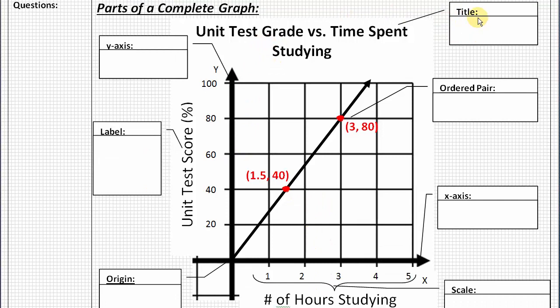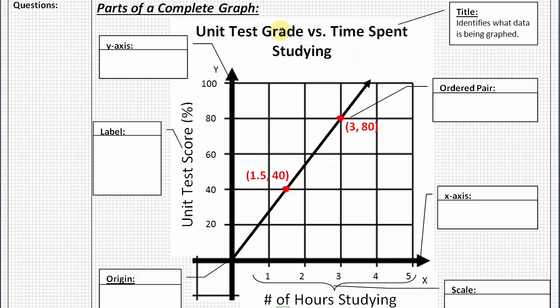So I'm going to start here in the upper right hand corner. So we have a graph, and we always want to make sure that anytime we have a graph, even if it's a simple graph, that we put some kind of title on it. So here we have a graph that is unit test grade versus time spent studying. So right away the title should tell us what the graph is going to be about, or in this case, it's identifying what data is being graphed. So we definitely need a title on our graphs.